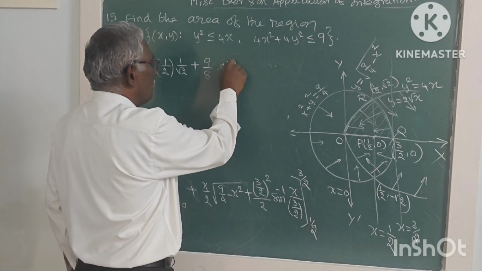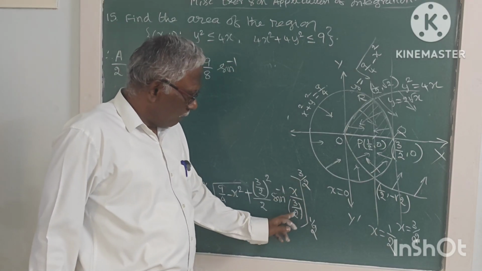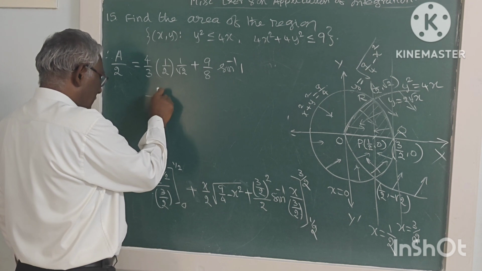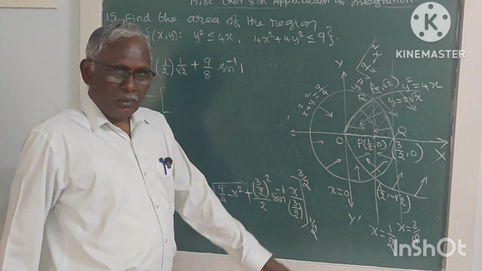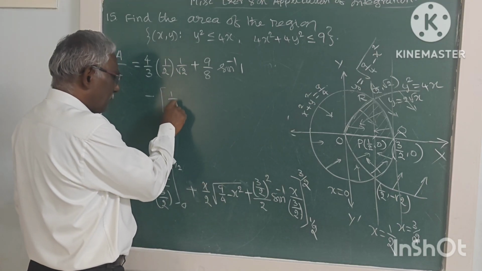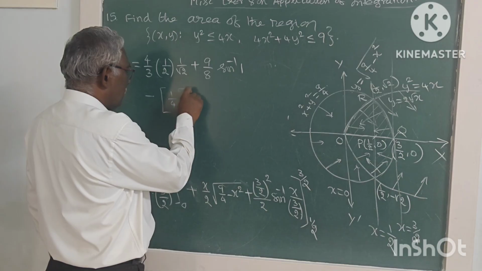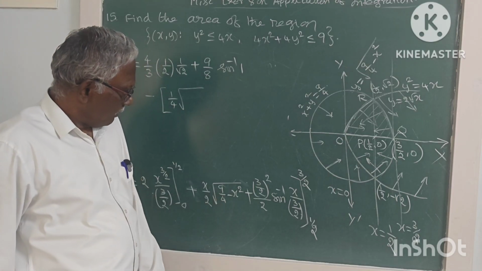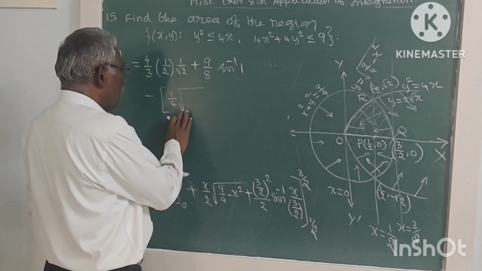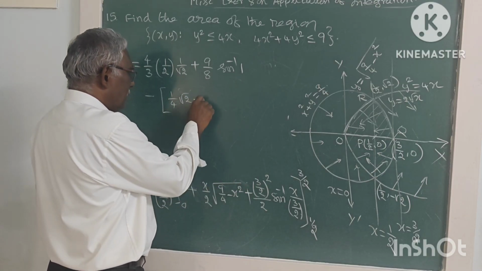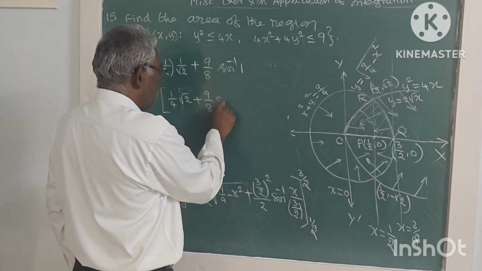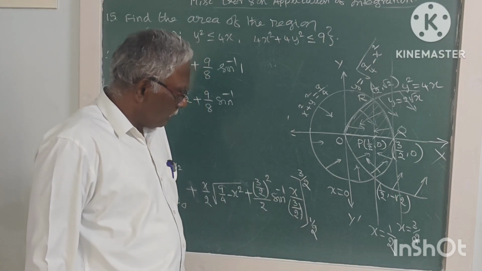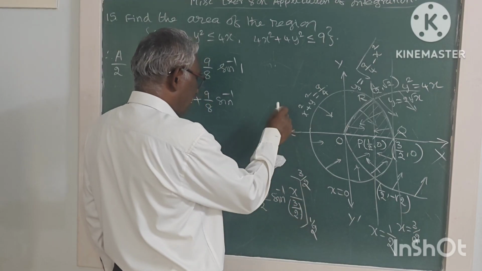sin inverse, for x we are substituting 3 by 2, 3 by 2 by 3 by 2 is 1, so sin inverse 1 minus, for x we substitute half, so 1 by 2 by 2, 1 by 4, into square root of 9 by 4 minus 1 by 4, that is 8 by 4, that is 2, so it will be root 2, plus 9 by 8 times sin inverse of x by a, which is 1 by 2 by 3 by 2, so it will be 1 by 3.